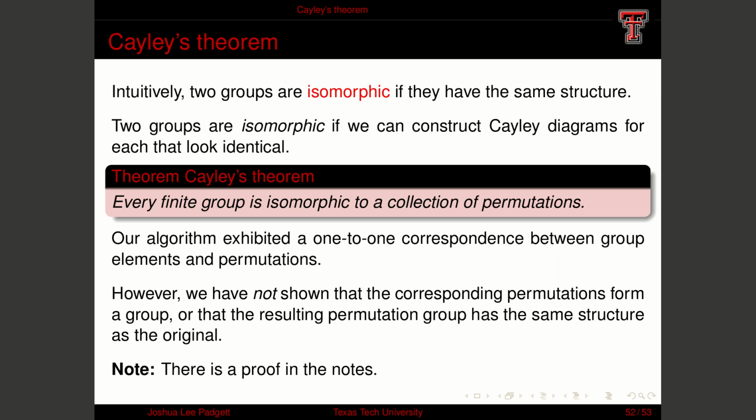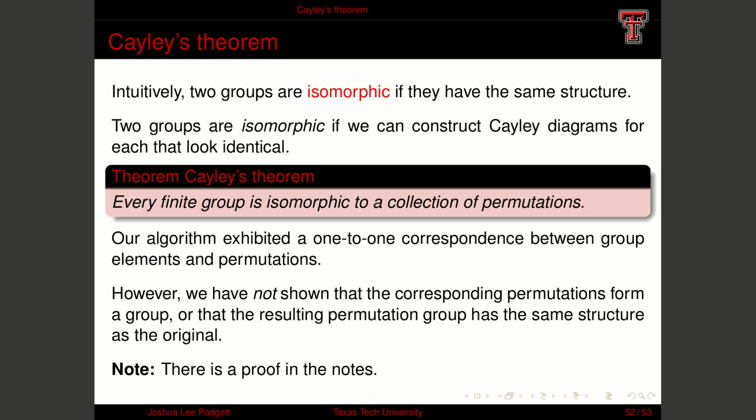So, intuitively, 2 groups are isomorphic if they have the same structure or same Cayley diagrams. Now, I haven't defined isomorphic yet, so I'm just giving you a notion of it for now. So Cayley's theorem says that every finite group is isomorphic to a collection of permutations. All right. Now, the isomorphism is really something as follows. An isomorphism, what we'll learn later, is a bijection, which, of course, mathematically just means relabeling, and it preserves the algebraic structure, which means it has the same Cayley diagram.